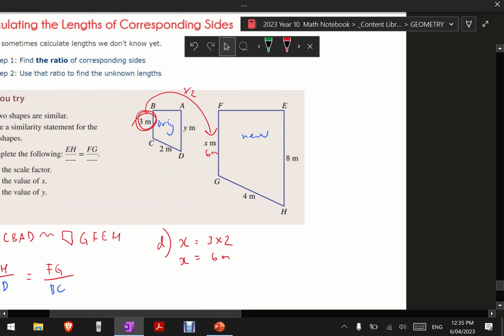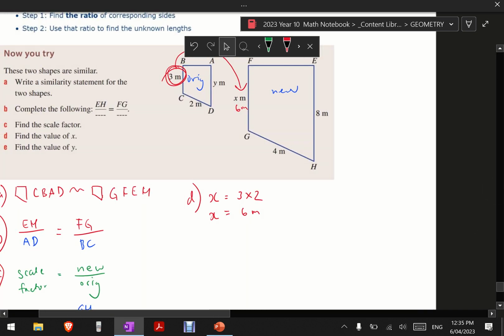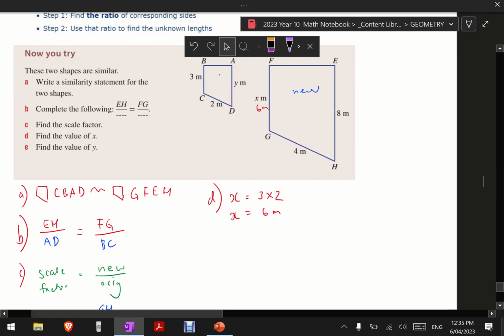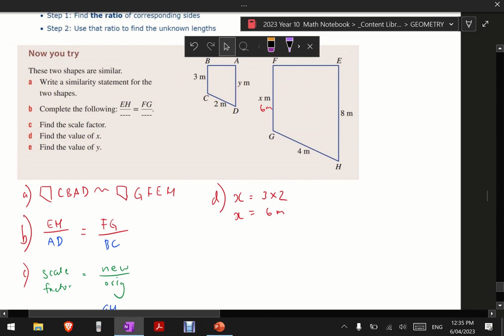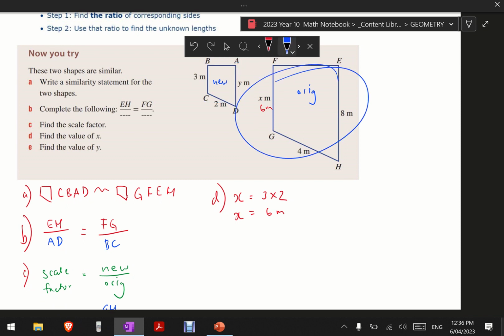Okay, cool. So now for question E, we need to find Y. What we're going to actually do now is find a scale factor again. We're going to swap it around now, because what I like to say to my kids is the shape that has the unknown is going to be your new shape. In this case, this is the one with the unknown now. So this becomes the new shape, and this will now be our original.